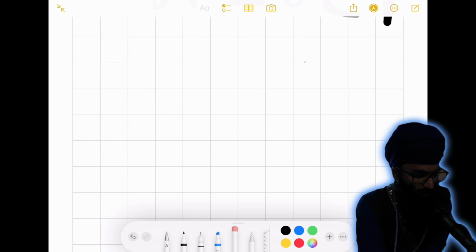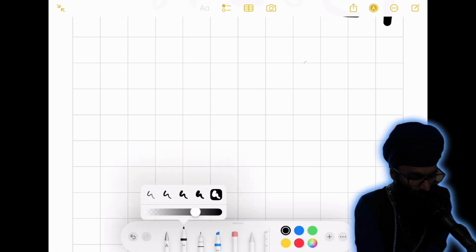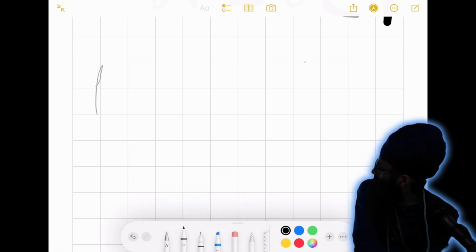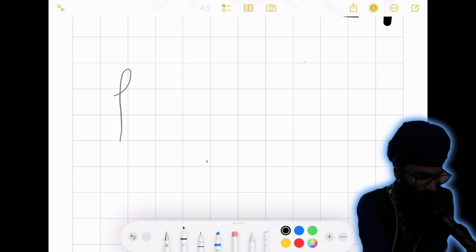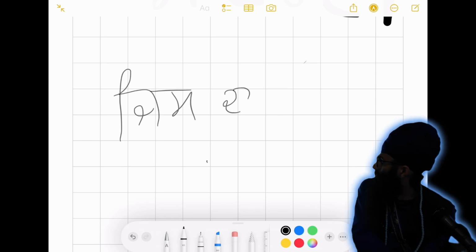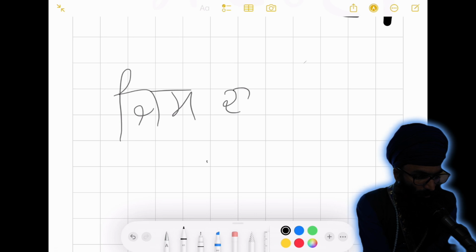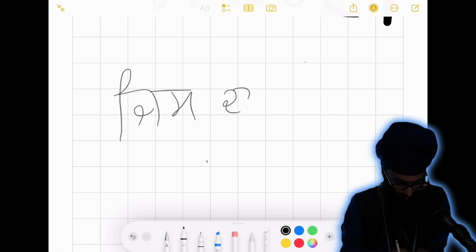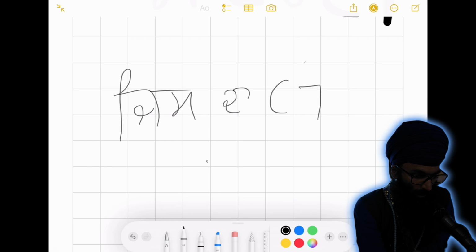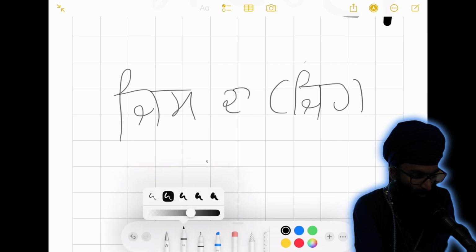How do I make this smaller? Oh, there you go. Okay. And this was this man Jahid. Okay, everyone good so far?